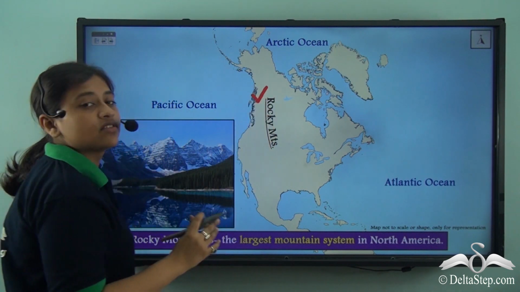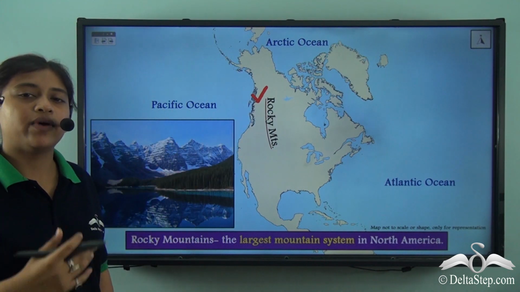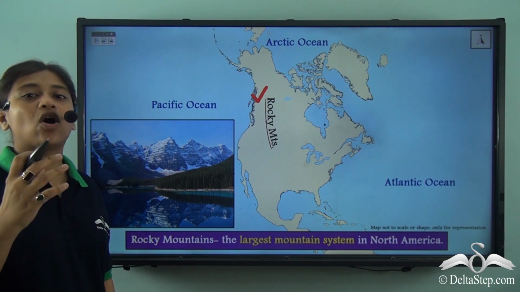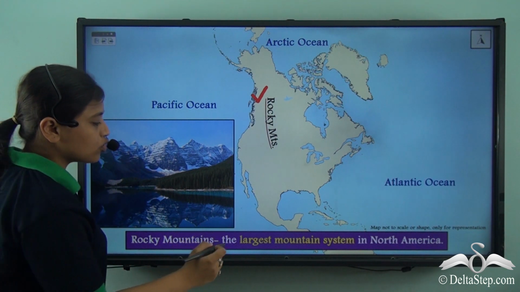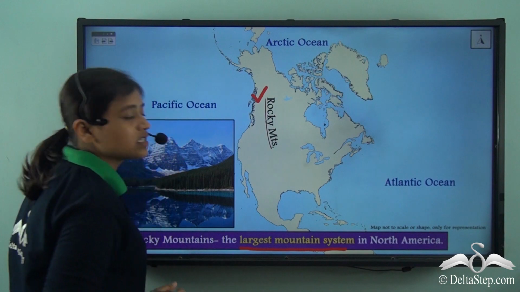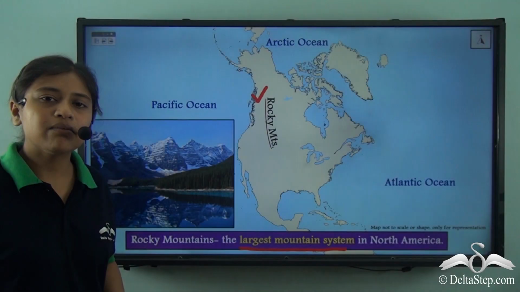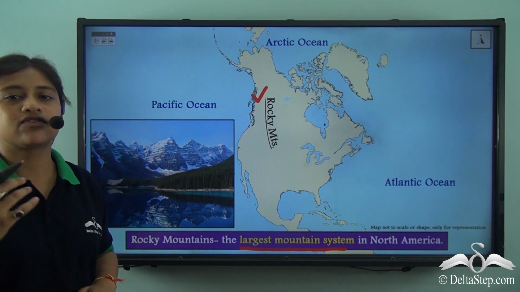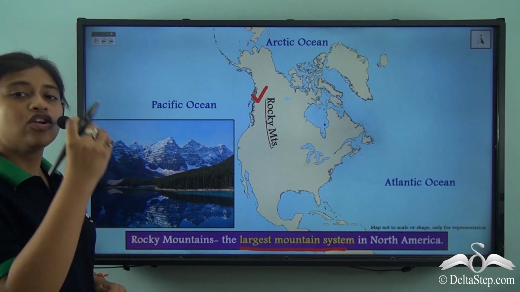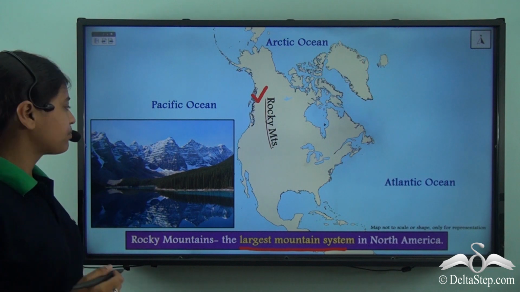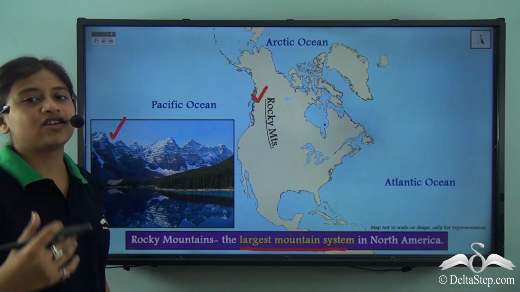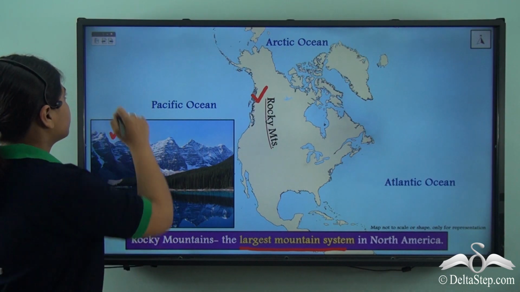So the Rocky Mountains on the eastern side of the Western Cordilleras are one of the most famous mountain systems in North America, and it is also the largest mountain system of the continent. So Rocky Mountains is a large mountain system that is present in the continent of North America and is one of the most known mountain systems of the world. So here we have a picture of the Rocky Mountains, which is famously known as the Rockies.